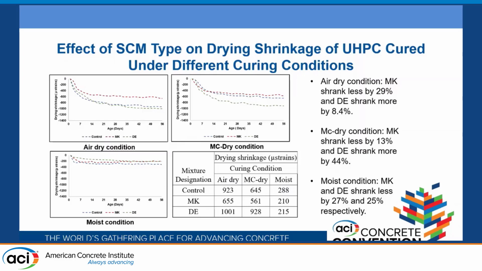We can see that in moist condition, MK and DE-modified UHPCs performed better than the control mixtures by 27% and 25% respectively, whereas in air-dry condition, MK shrank less by 29% and DE shrank more by 8.4%. And in MC-dry condition, MK shrank less by 13% and DE shrank more by 44%.